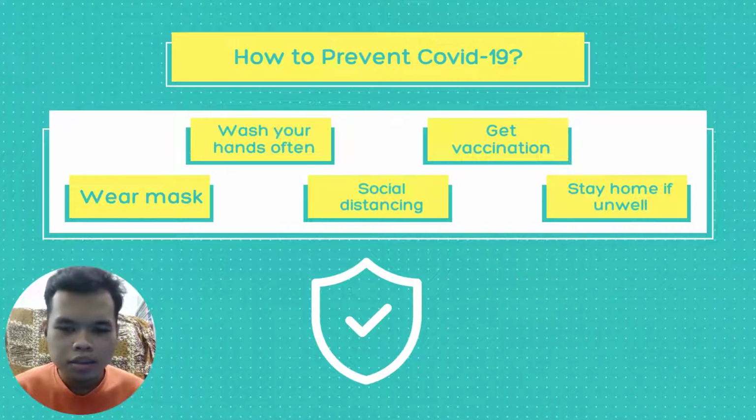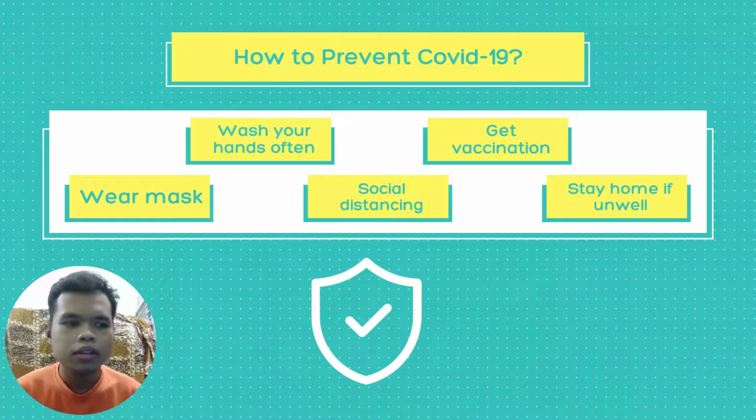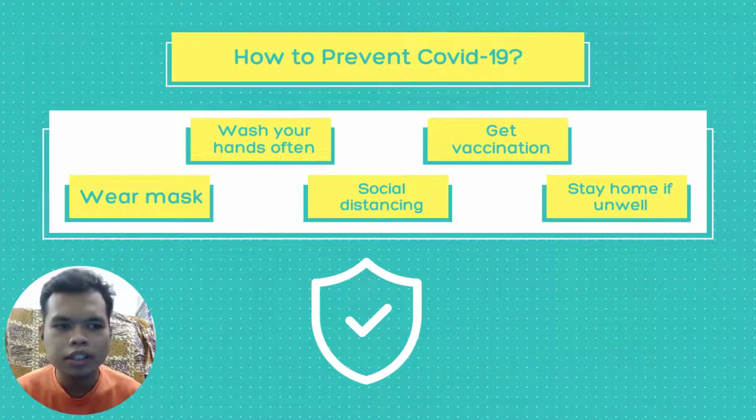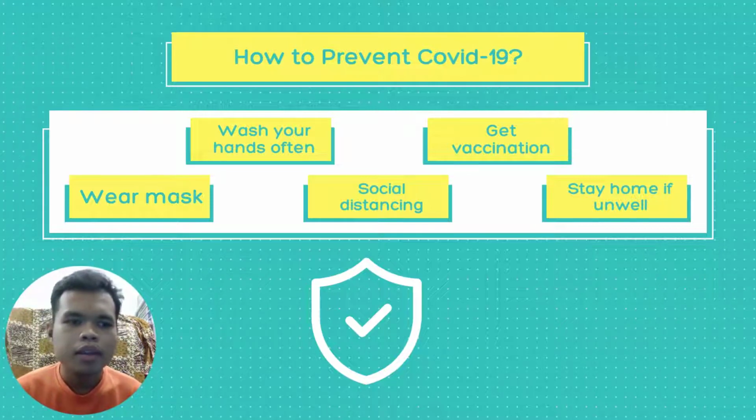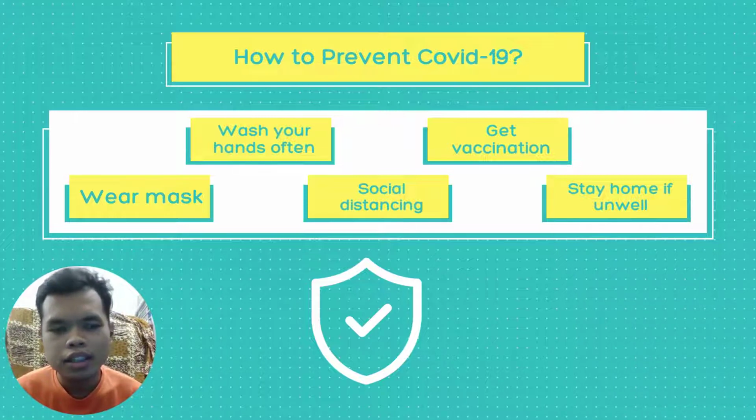Last but not least, how to prevent the spread of COVID-19. First of all, please wear a mask in public, especially indoors or when you cannot keep physical distance. Next, please maintain a safe distance from others, at least 1 meter, even if they don't appear to be sick.